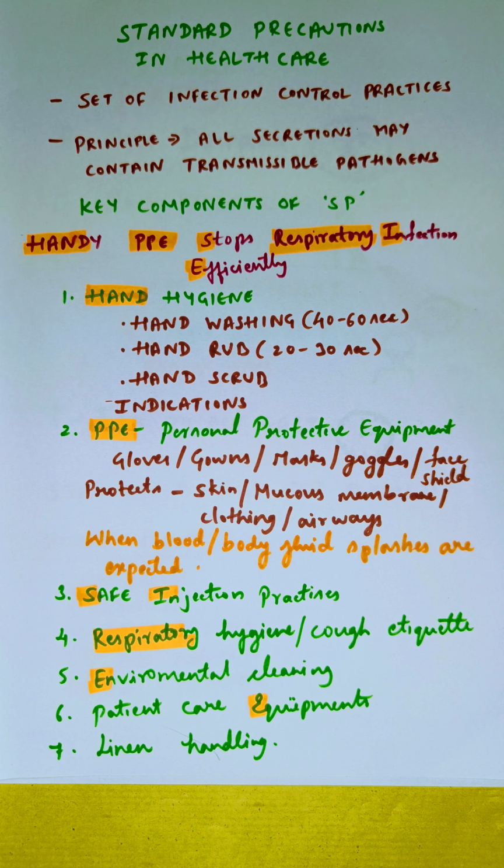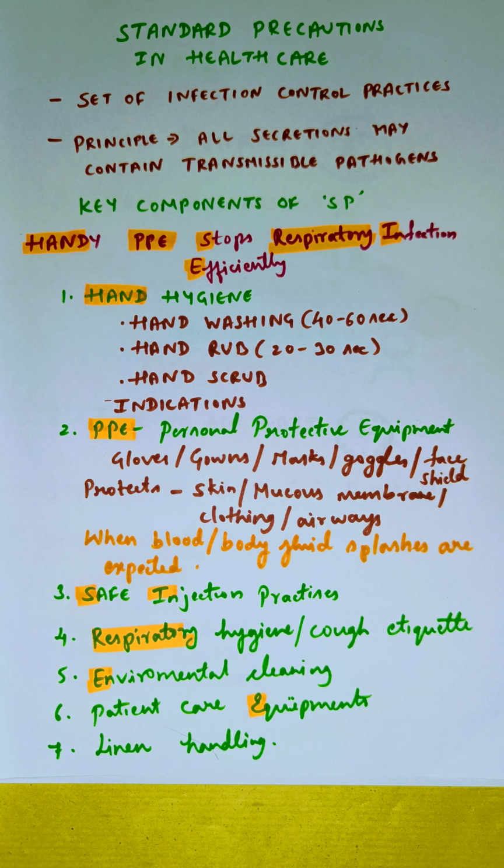PPE is nothing but personal protective equipment. It includes gloves, gown, mask, goggles, face shield, and this protects the healthcare worker's skin, mucous membrane, clothing, and airways. For example, during COVID, everybody was wearing PPE so that they protect their airways. We don't get COVID via the respiratory tract.